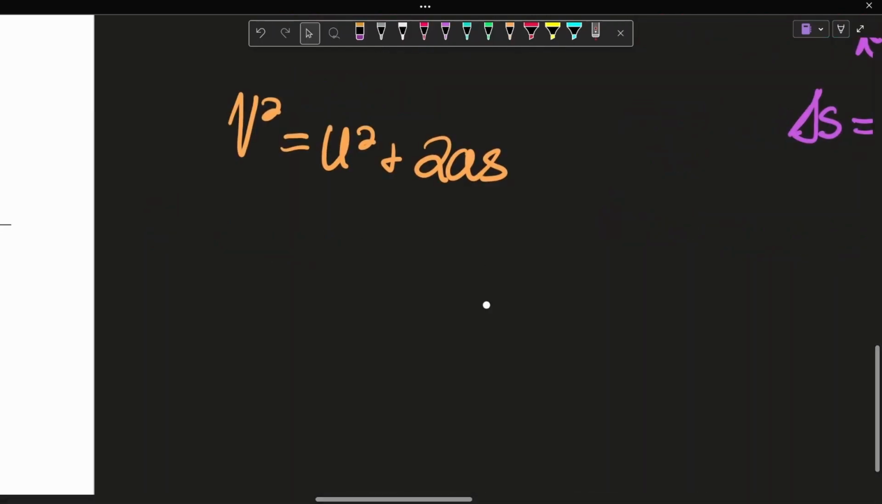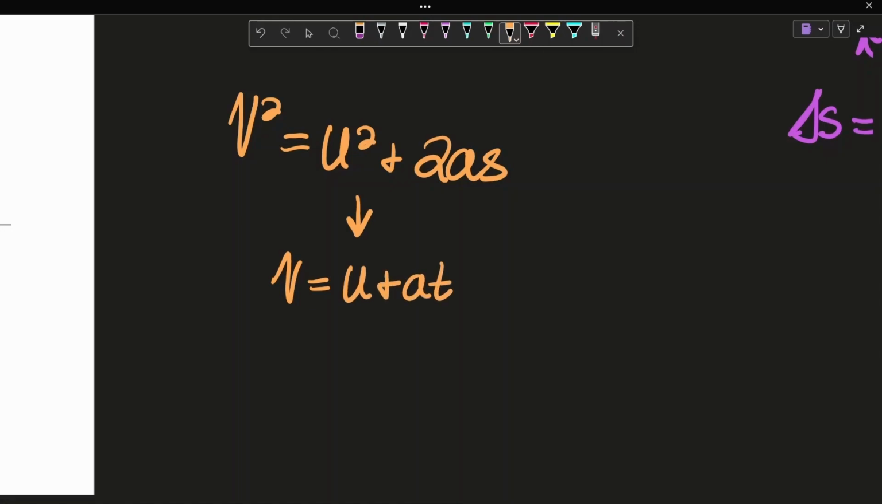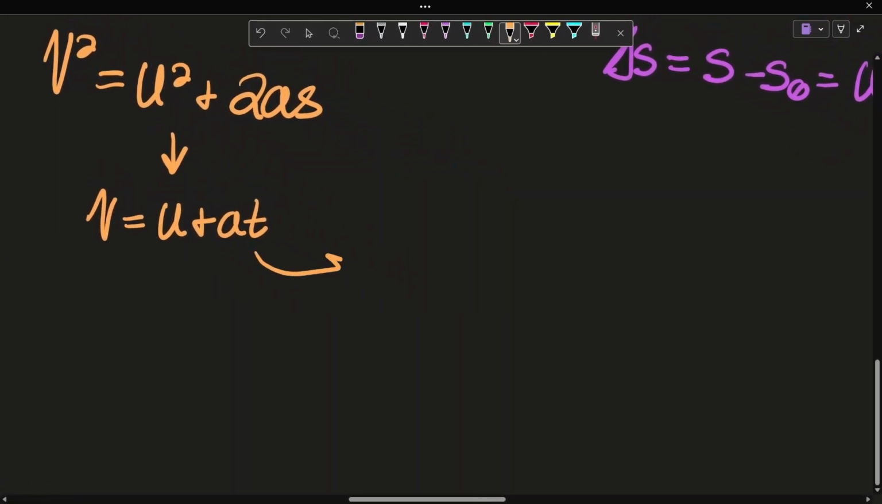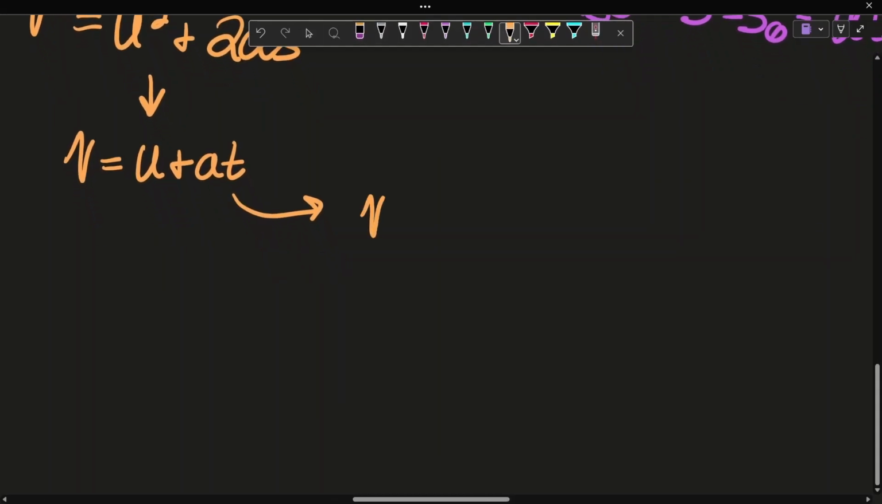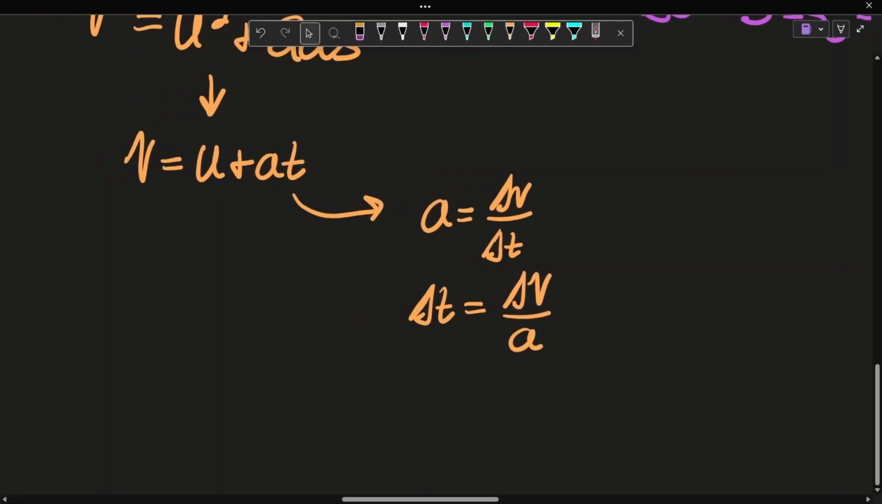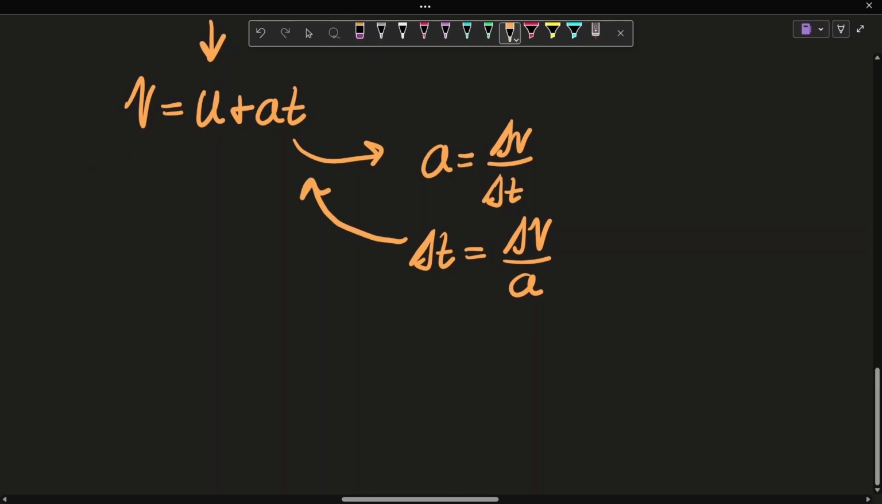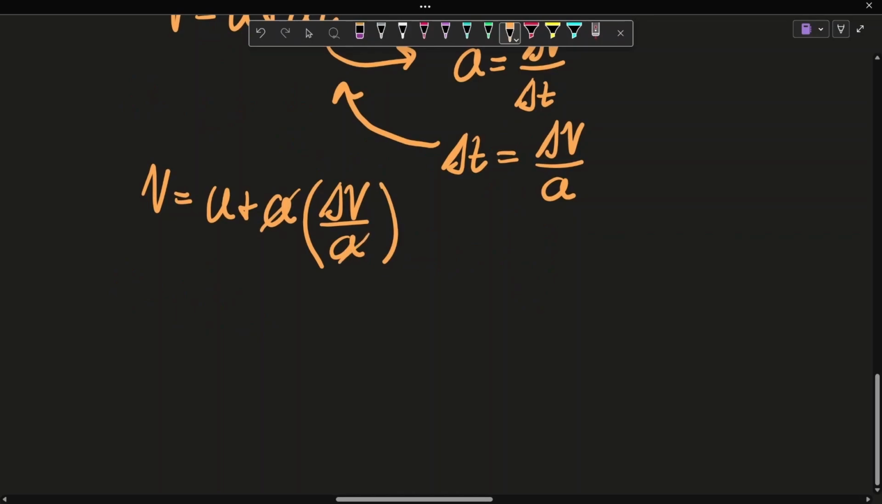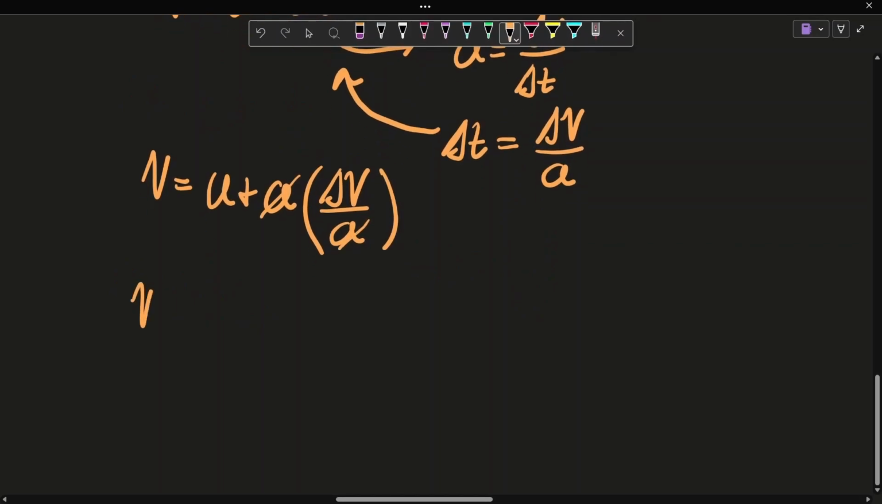So for this one, we start with this equation, v is equal to u plus at. Now what we want to do is replace t. Since we know that acceleration is change in velocity over change in time, we can see that the change in time is equal to change in velocity over acceleration. So we substitute that into here. We get that velocity is equal to u plus a times (v minus u) over a. So these guys cancel out.